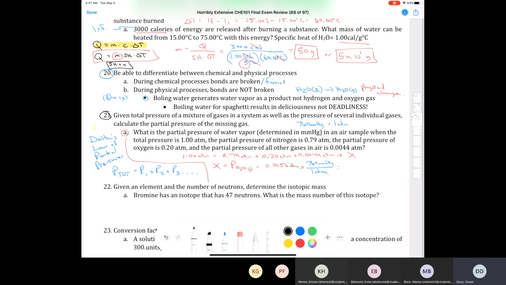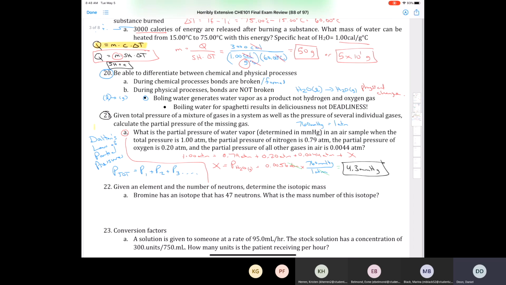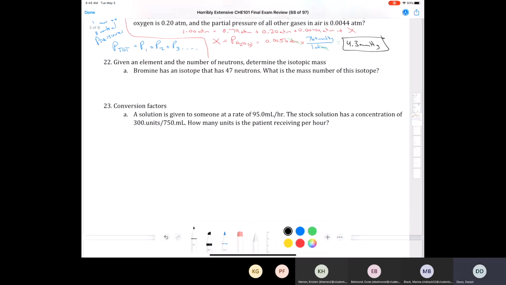0.0056 times 760 is 4.256. So I should only have 2 sig figs. So that equals 4.3 millimeters of Hg. I made a mistake in my answer, so I'll fix it. 4.3 mmHg. Okay. All righty, let's move along.